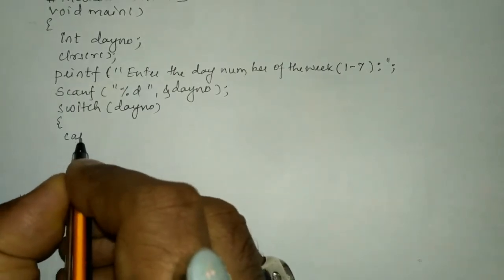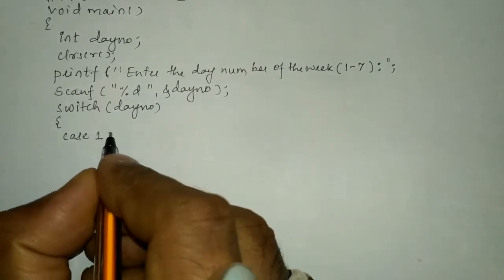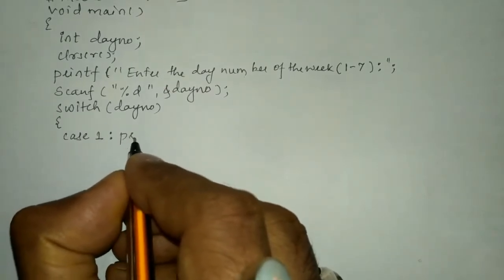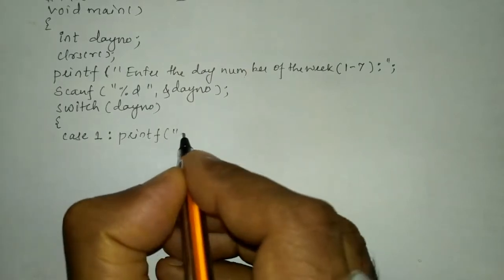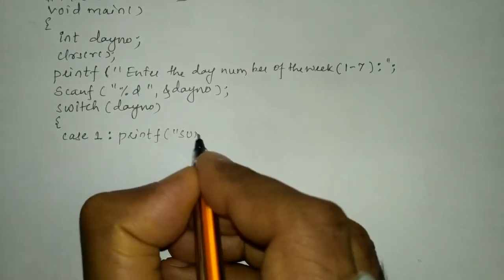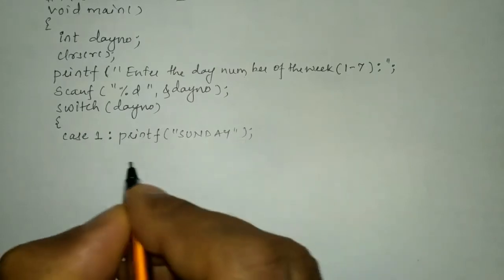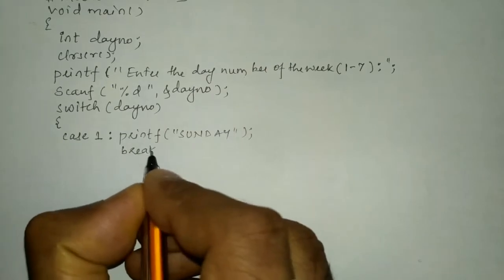Here we are going to write case and space 1. So case is a keyword and we need to put here colon. Now I'm going to write printf in a double quotation mark. I'm going to write Sunday and close the bracket, put semicolon, and after this statement we have to write break.